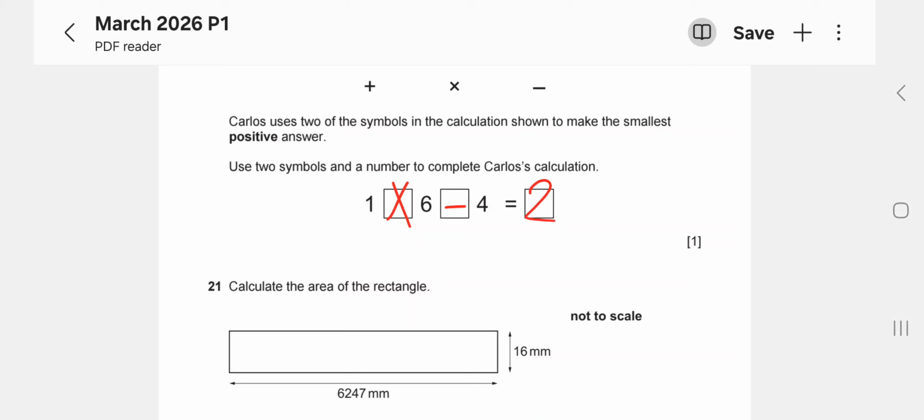You have to try it, either addition or subtraction. If it started by subtraction, 1 minus 6, it will be negative 5, so it will not be a positive. It must be a positive answer.